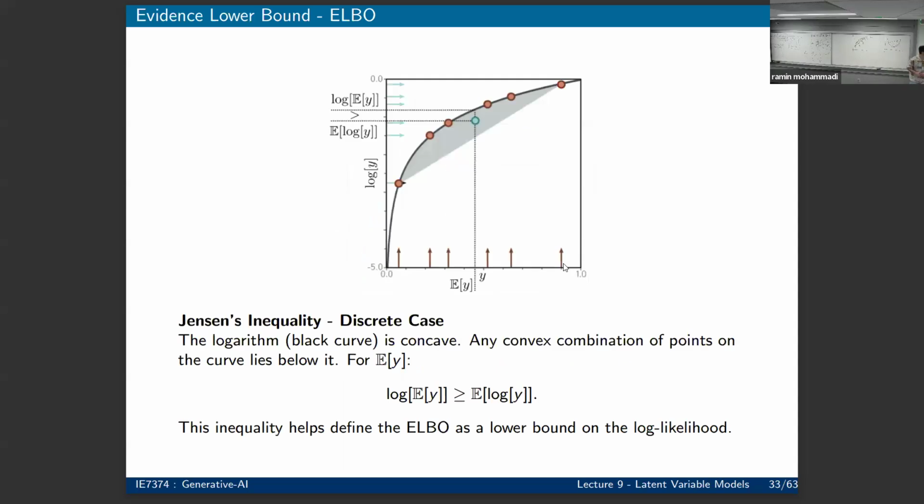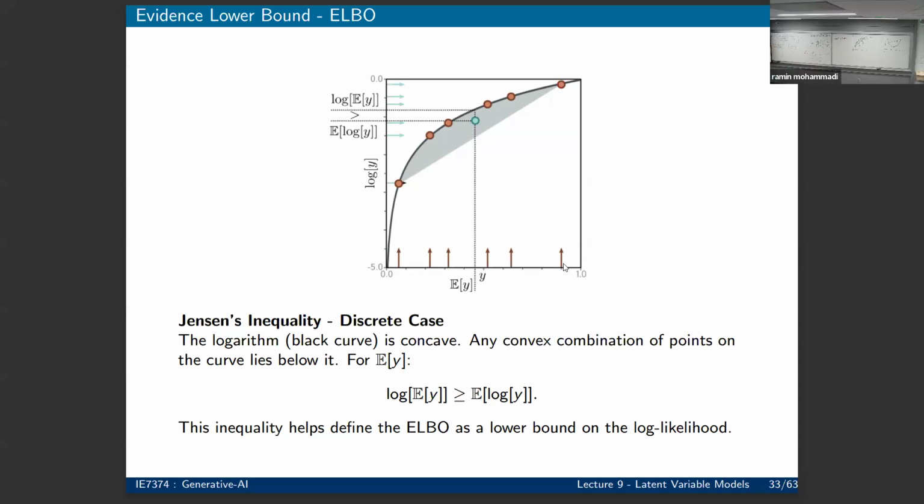Now let's take this one level further. I think we saw this before in the CNN chapter or something: we talked about Jensen's inequality. Jensen's inequality basically says that log of the expectation is always greater than or equal to the expectation of the log.